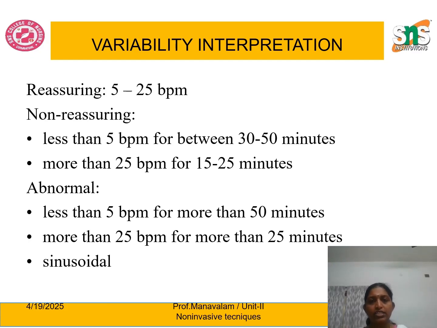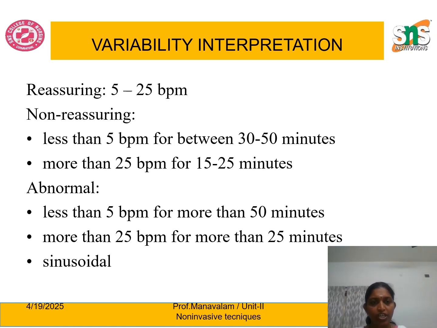Next, how we can interpret the variability. It is divided into three categories: reassuring, non-reassuring, and abnormal. Reassuring means the fetus is good and healthy, so there is no problem to the fetus.